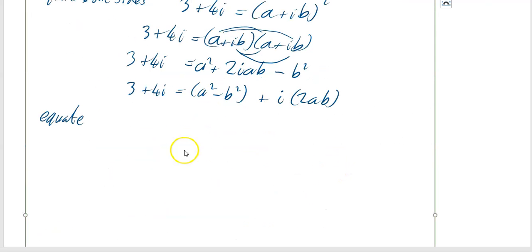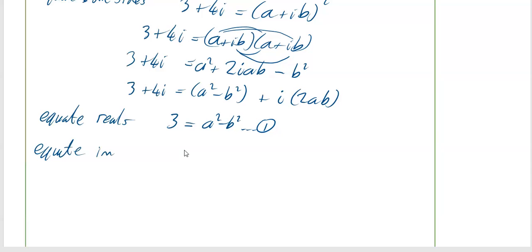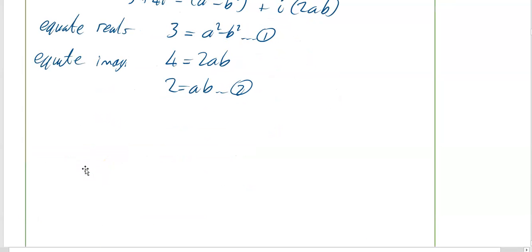So this is really what we're using here. So I'm going to equate the reals. So my reals on the left hand side are 3. On the right hand side it's a squared minus b squared. And you can probably guess where I'm going with this. And then I'm going to equate the imaginaries. Excuse my handwriting. And you're going to have 4 is equal to 2ab. And I'm just going to tidy it up a wee bit and say that's 2 is equal to ab. And that's my equation 2. So I've got 2 equations and 2 unknowns, which you can then solve.